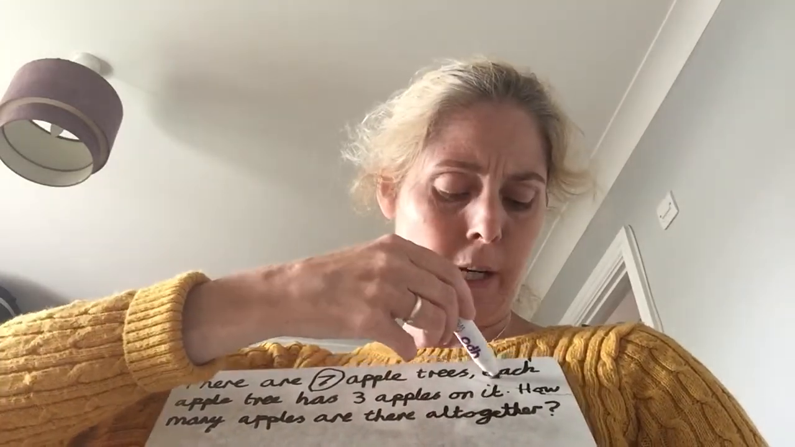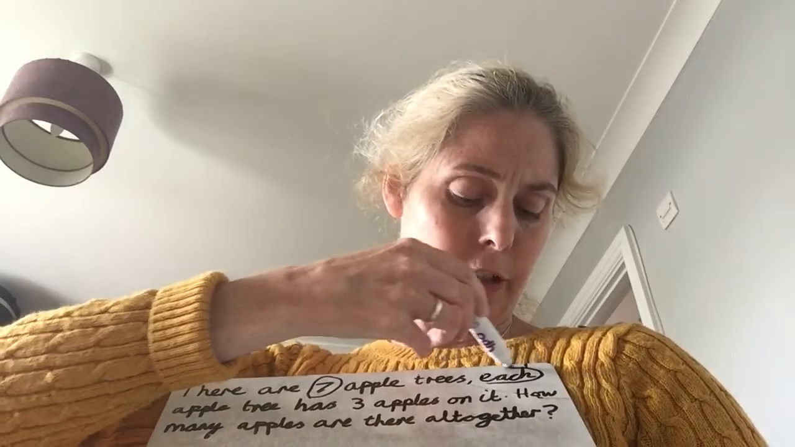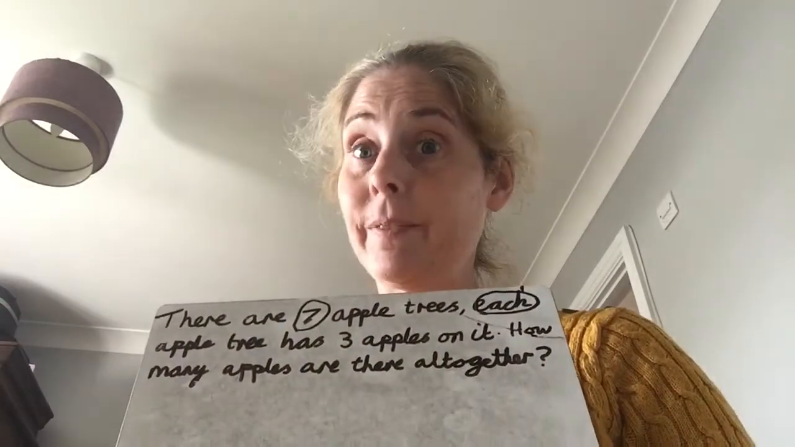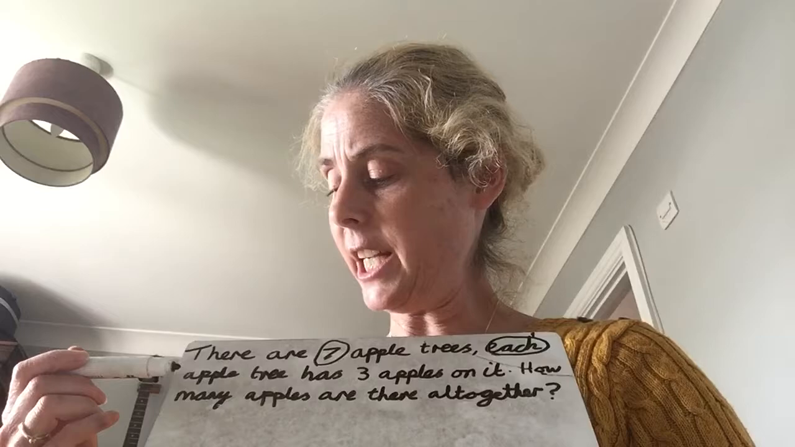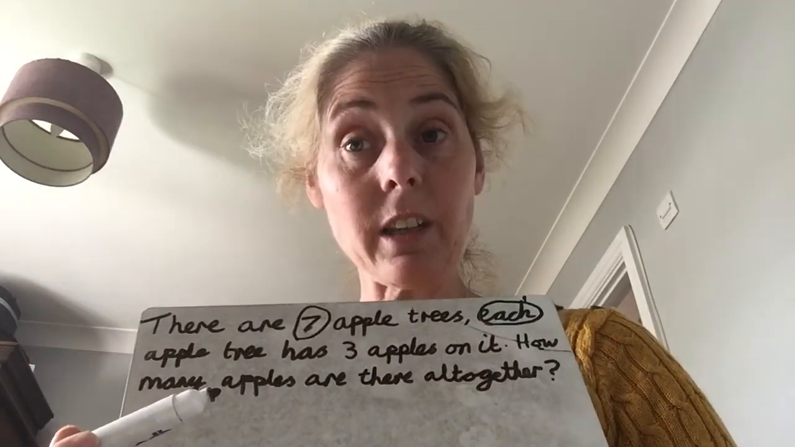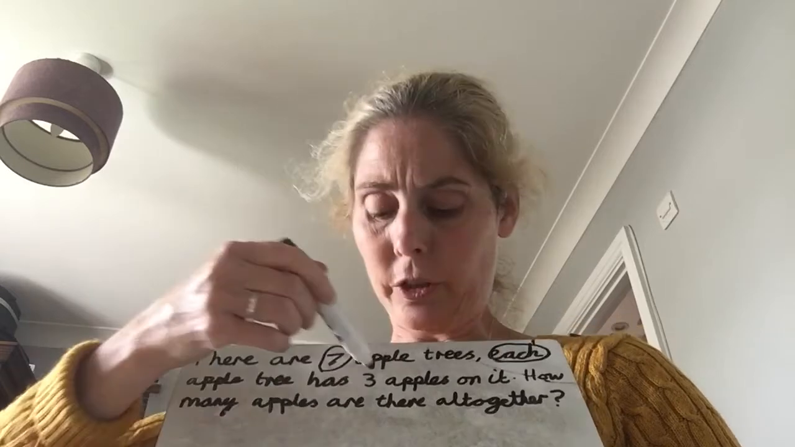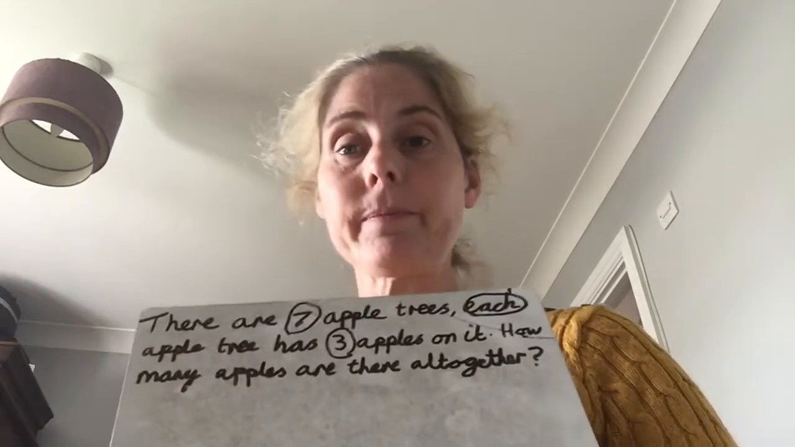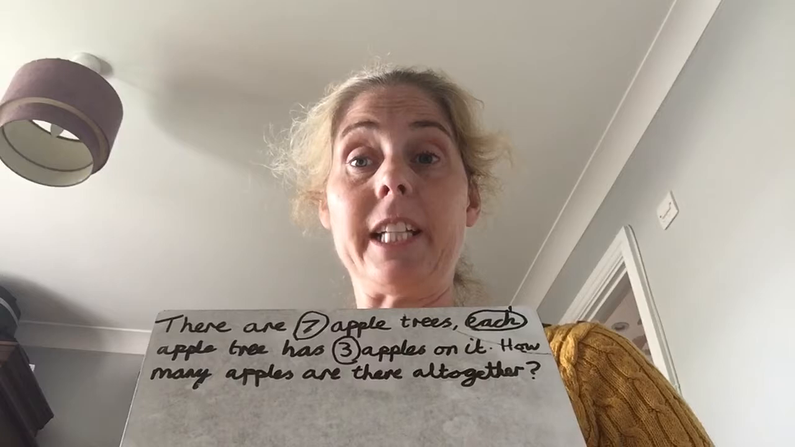There are 7 apple trees. Each, again, remember, each, that helps us to know part of the calculation. Each apple tree has 3 apples on it. Did you notice anything that we might need? Good. We need the number 3. That's going to be part of our calculation.